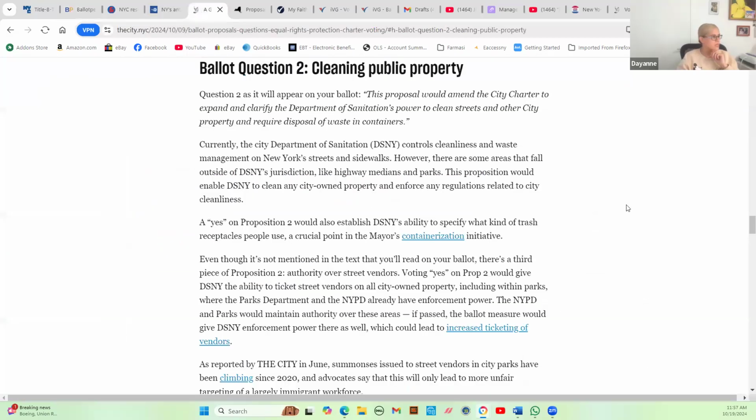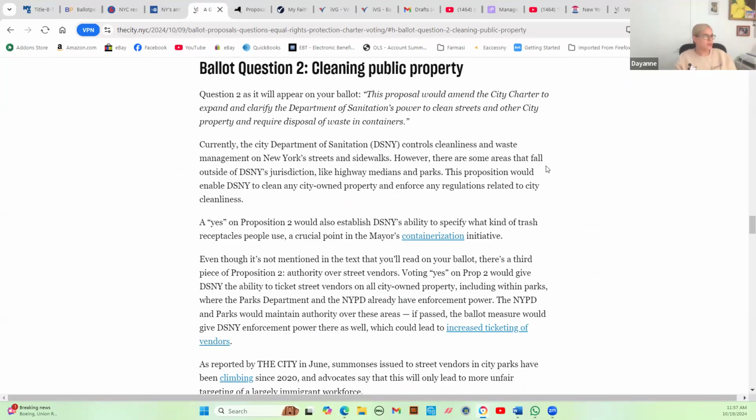So now let's go here to the guide again. Okay, cleaning public property. Question 2, as it will appear on your ballot, this proposal would amend the city charter to expand and clarify the Department of Sanitation's power. Okay. Currently, the City Department of Sanitation controls cleanliness and waste management on New York streets and sidewalks.